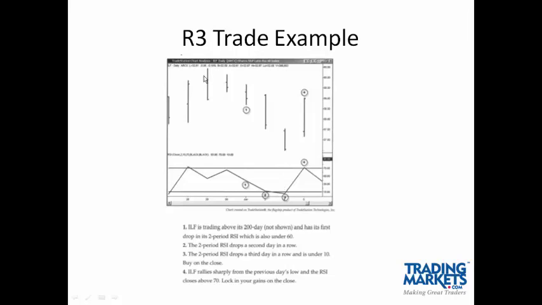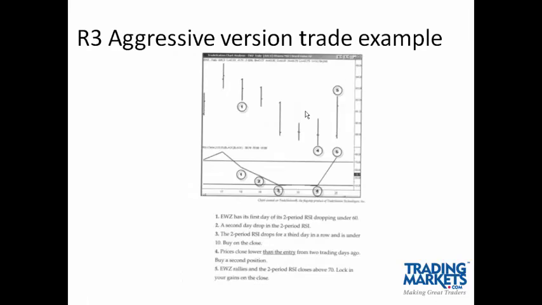Now, as we said, we want the RSI to drop from 60. So on the first day of the drop, we want it to be below 60. Then we get the second day of the drop and the third, and that is when we enter the position, provided that the two-period RSI is under 10 at that point. Once the trade is entered, as we see here, we achieved that drop on 3 consecutive days. Once the trade is entered, it's exited when RSI closes above 70, which in this case occurred on the very next day.